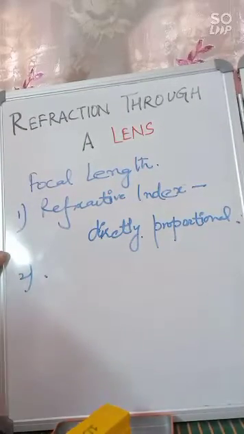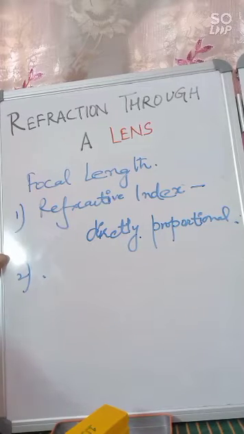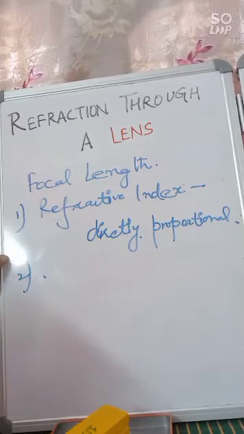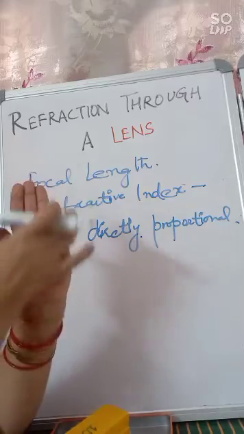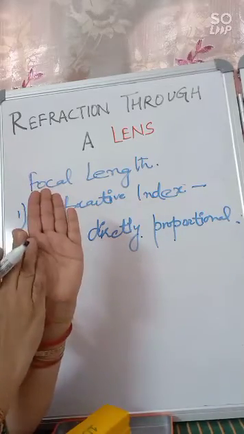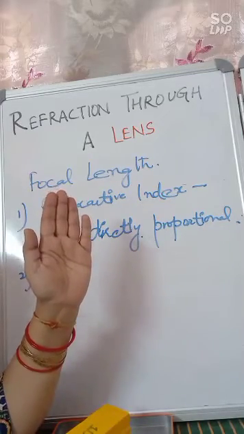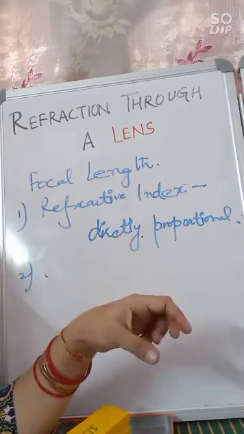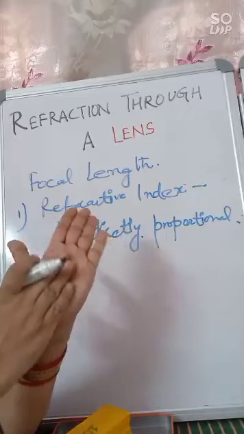And second is the radii of curvature of the two surfaces of lens. A thick lens has less focal length than that of a thin lens of same material. Fine. So if part of the lens is covered, suppose I have a lens and I cover half of the part, right? So what is going to change? Its focal length will remain unchanged.